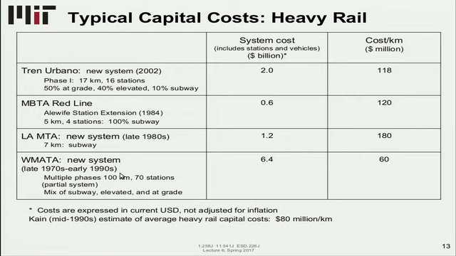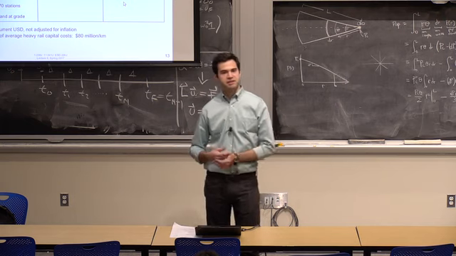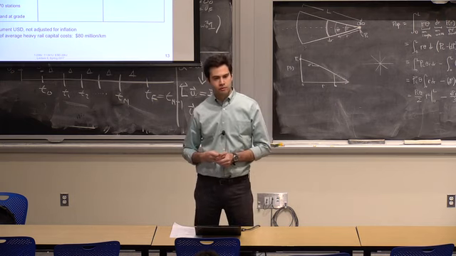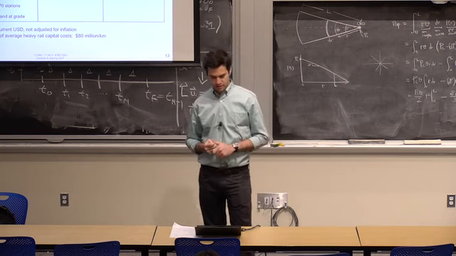WMATA was cheaper on a unit cost basis. It was built over several decades, multiple phases, 100 kilometers, so lots of stations, lots of distance covered. It's a mix of subway, elevated, and at grade, and it costs 6.4 billion, and that comes out to 60 million per kilometer. So, yeah, question. WMATA is the Washington Metro, Washington D.C.